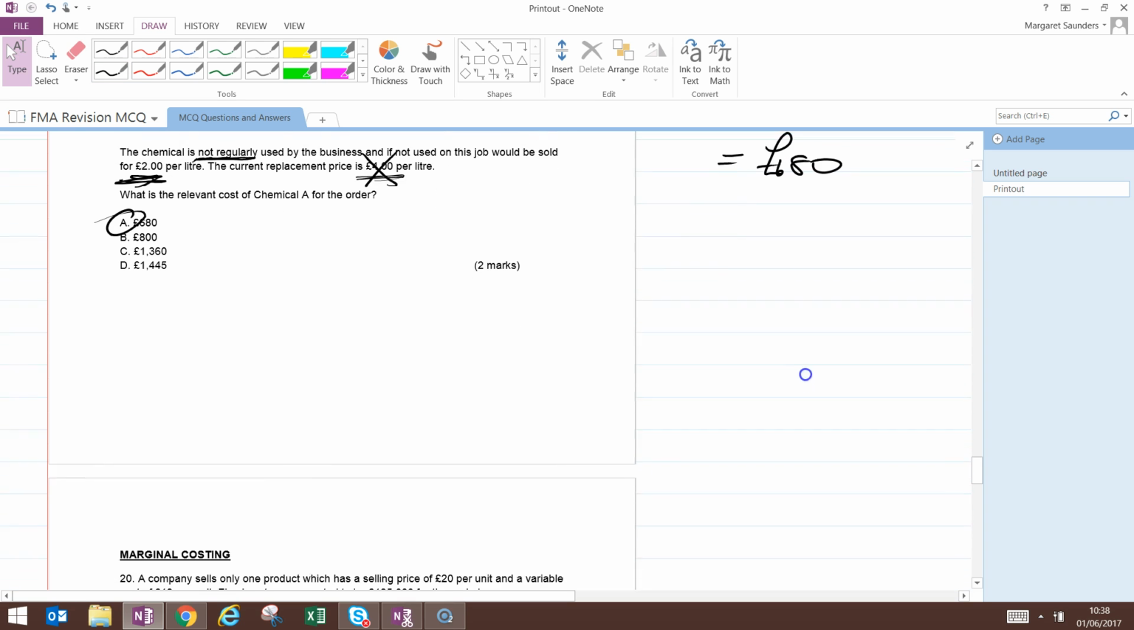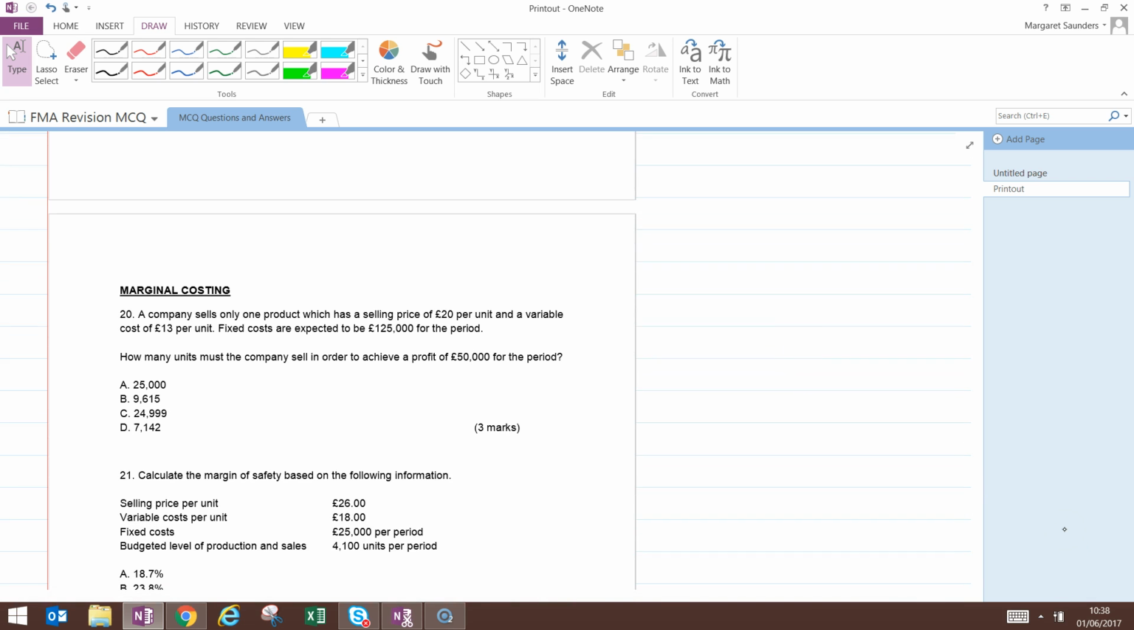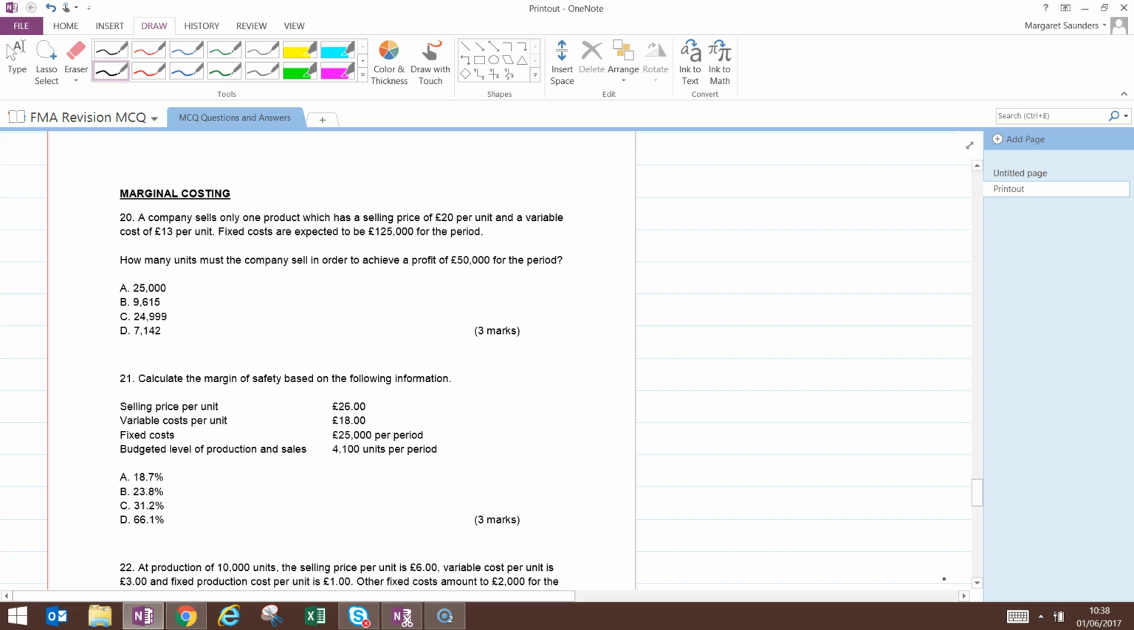Okay, so we are on to the last section, which is marginal costing. So marginal costing is quite a big topic within your workbook, and any parts of it can come up as multiple choice questions or as longer questions. There are a number of formulas: break even, margin of safety, target profit, contribution to sales ratios. You need to know them all.